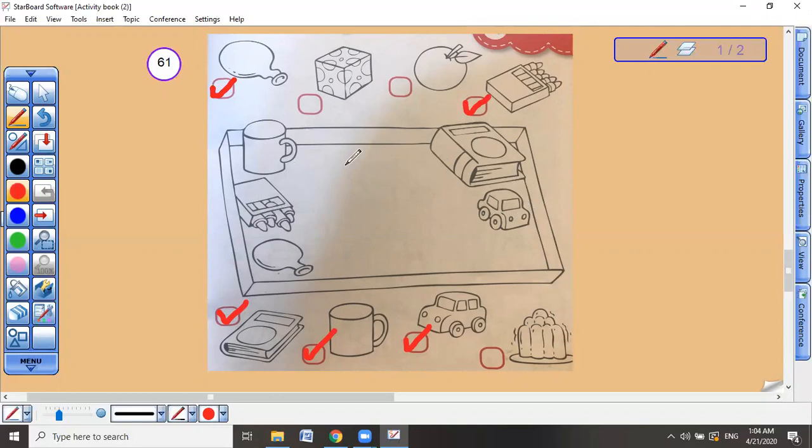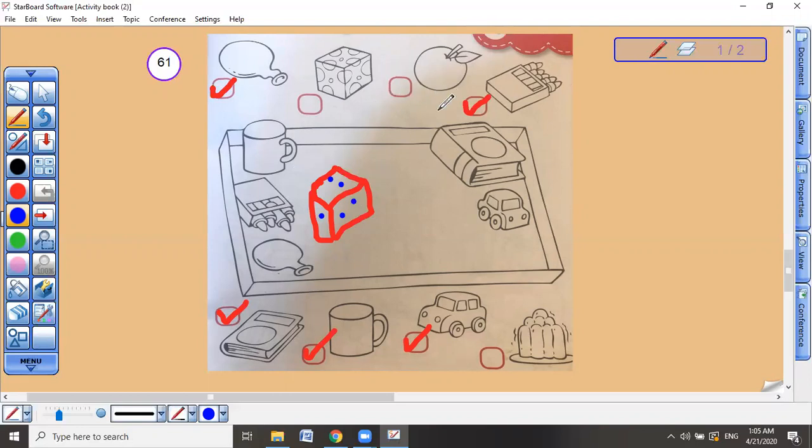Now, you will draw the items which are missing on the tray. So, we don't have a present on the tray, so you will draw the present, okay? I don't know how to draw the present, but I will try, okay? So, you will draw the present on the tray. Yay! So you will draw the missing items on the tray. Okay, so we don't have a present, so we will draw a present on the tray.